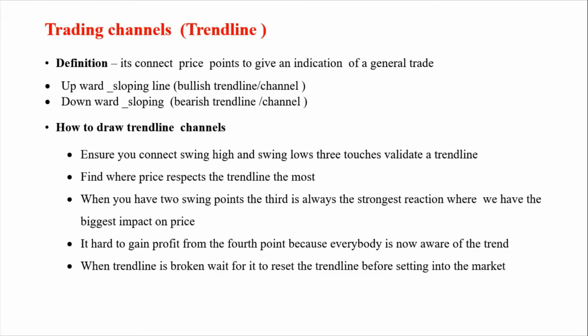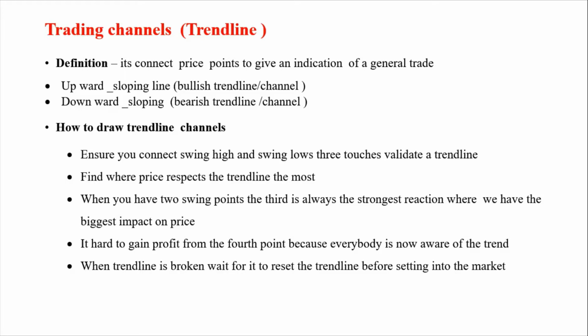When you find the trend line, you want to see the trend line where the price respects the most. And when a trend line is respected the most, it means that trend line is having a very high impact on the price. The third touch on your trend line will be the strongest reaction to the price, or you will have the strongest resistance when the price gets there.